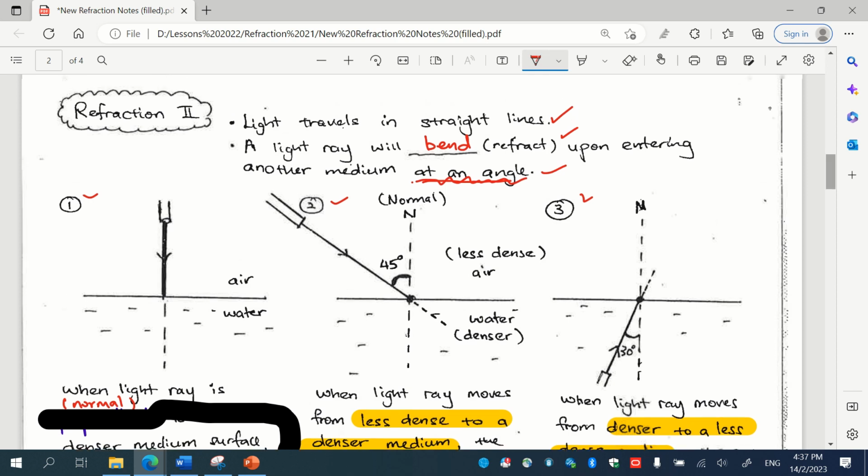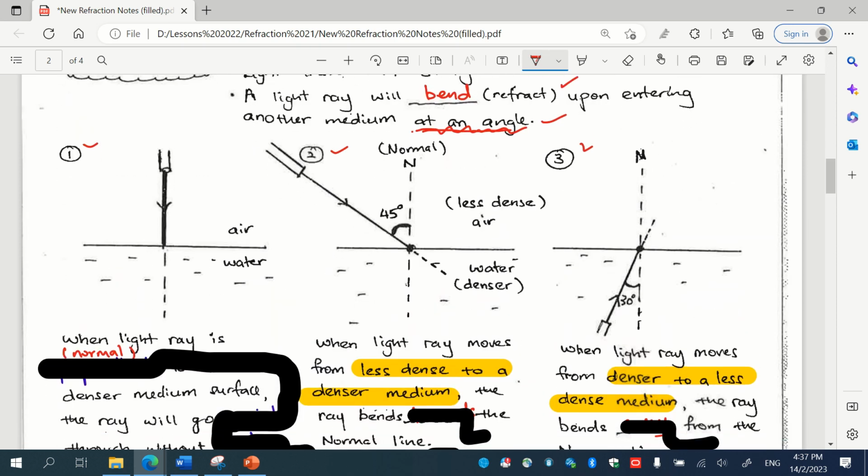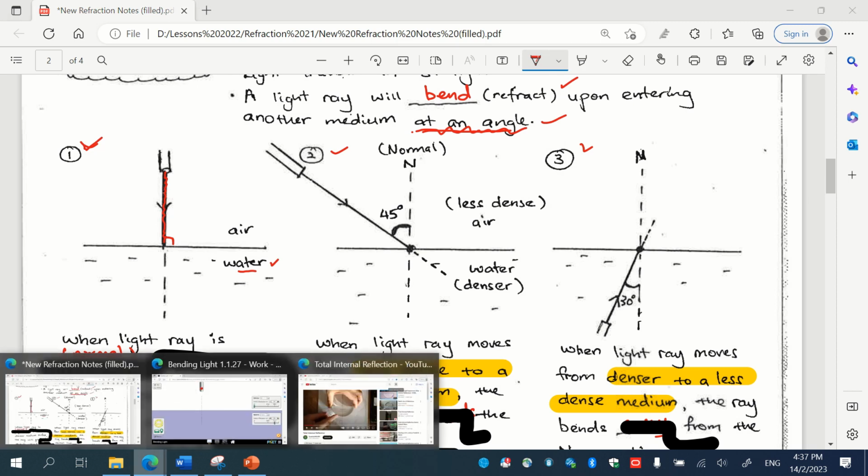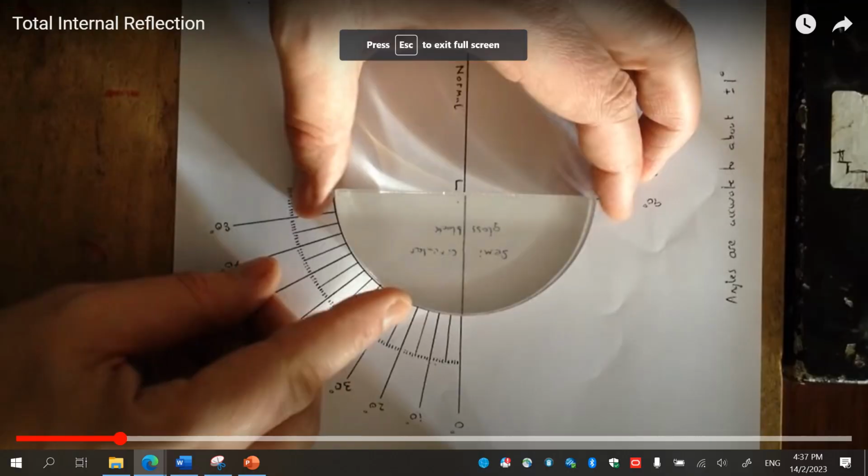Okay. Now, first of all, understand when there is no angle, when the ray shines vertically down. Can you see my red line I'm drawing? This is diagram number 1. When a ray shines perpendicular to the surface of another medium, be it water or glass, so long as it is shining at 90 degrees to the surface, you know what will happen? Let's take a look at one video clip here. You see what will happen.